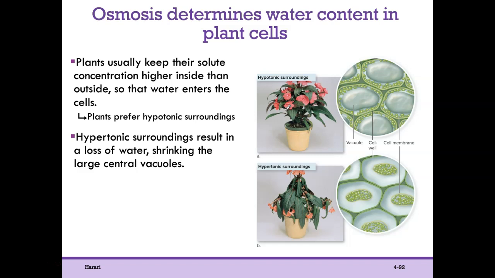If I place the plant in a very salty environment, that's going to cause water to be lost from the cells. The water is going to be taken into the salty environment, and that's going to cause the cells to shrink because all of the water contained in the vacuoles will be released to try to balance out the hypertonic surroundings. So with hypotonic surroundings, water is continually drawn into the vacuoles, which creates enough turgor pressure to create these nice rigid cells.